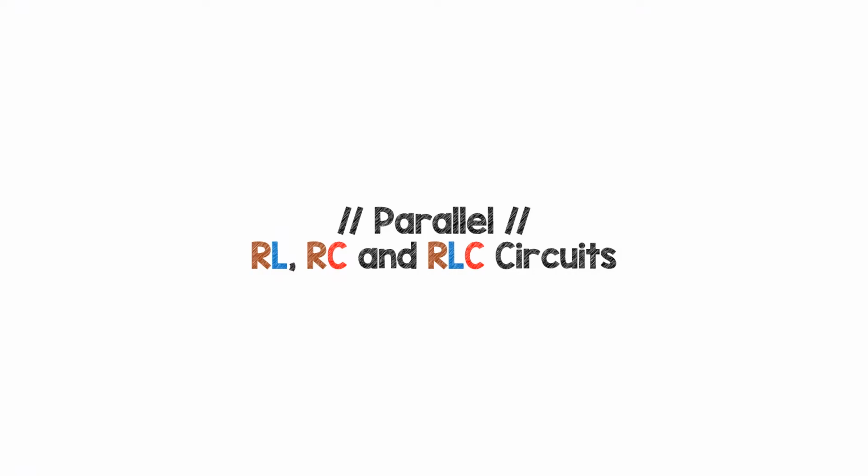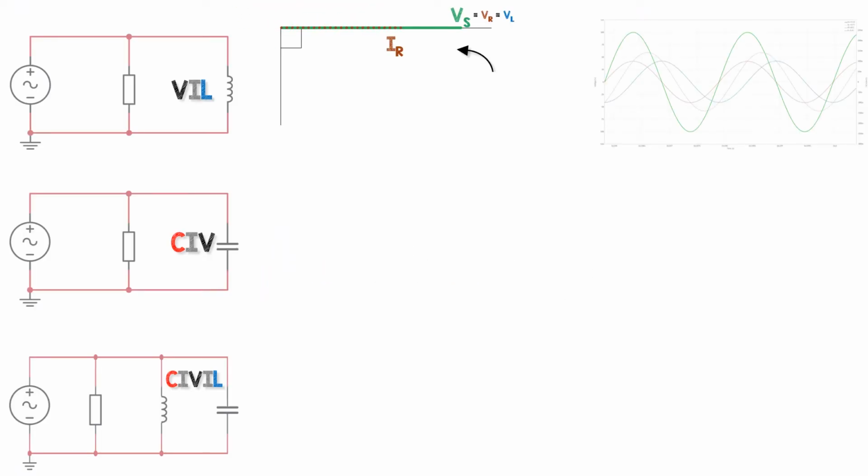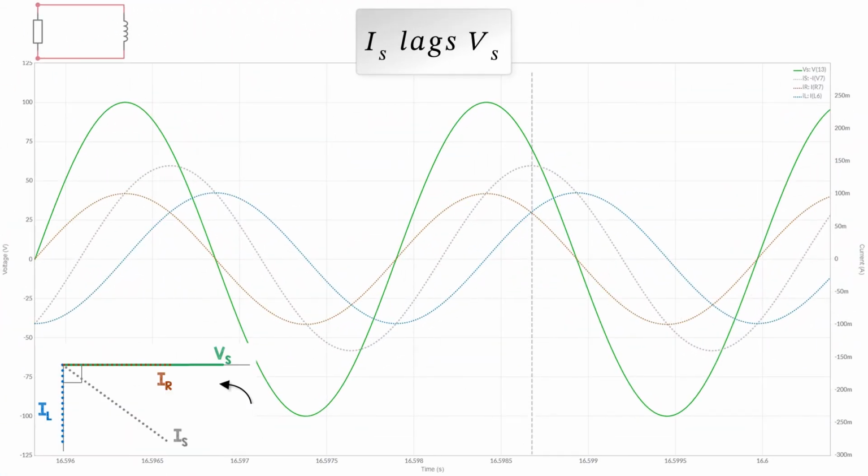So now for the parallel versions. With a parallel RL circuit, the inductor current lags behind the supply voltage. Or we could say the supply current lags VS. We can zoom in onto these waveforms. I made these on multisim.com. IS lags VS for a parallel RL circuit.